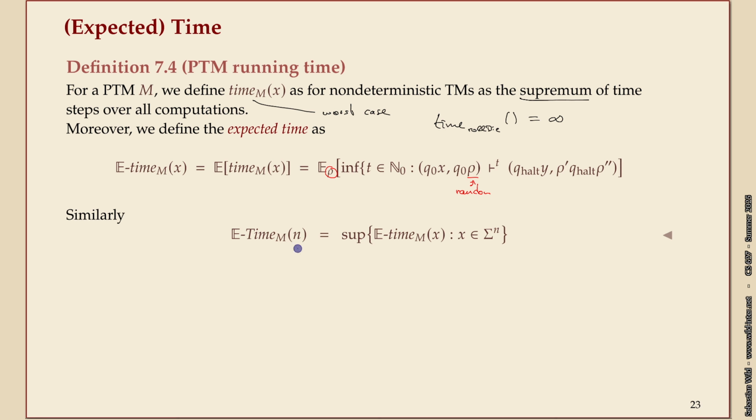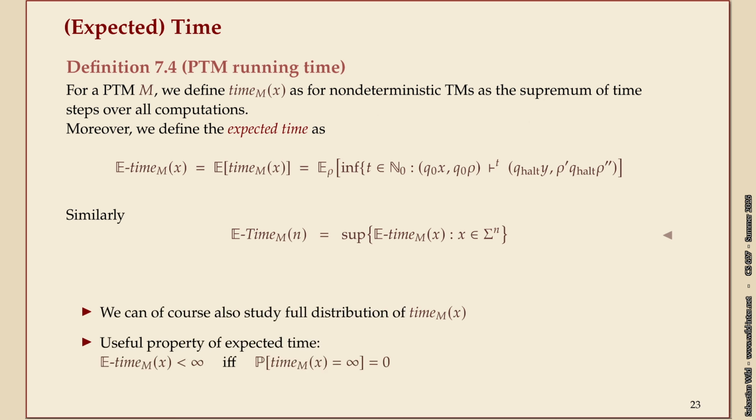As before, instead of a specific input, we define an input size, and you just take the worst case over all inputs of that size. I try to be consistent with having lowercase time for a specific input and uppercase time for the worst case over inputs of a given size. Of course, instead of the expectation, you could also take the full distribution, and sometimes we will.